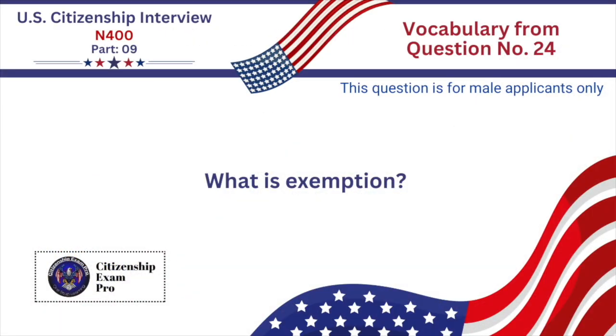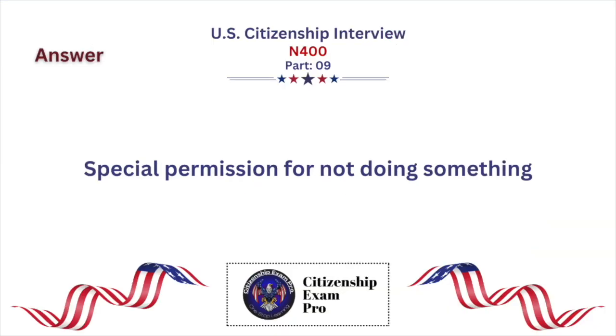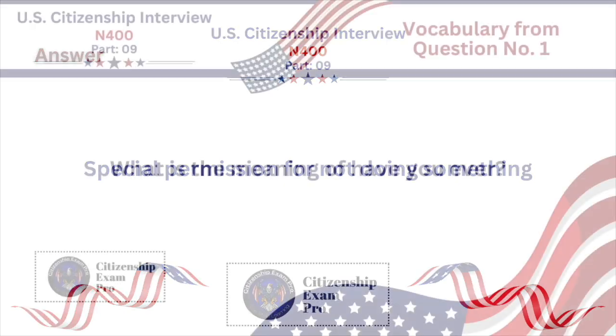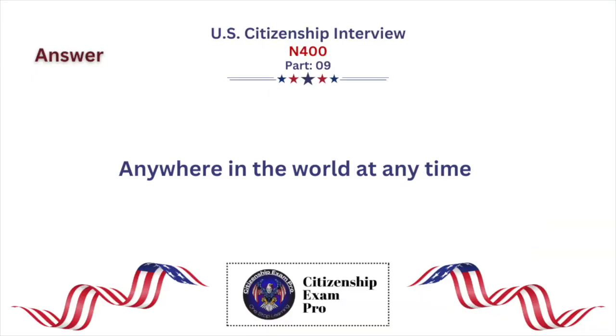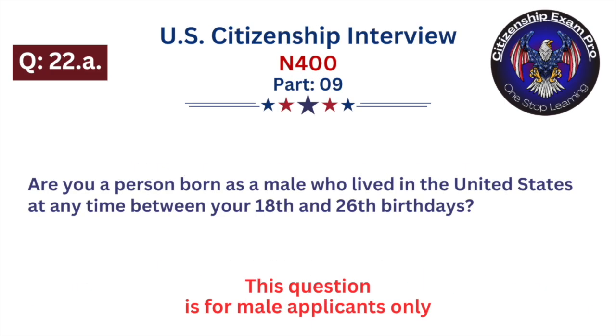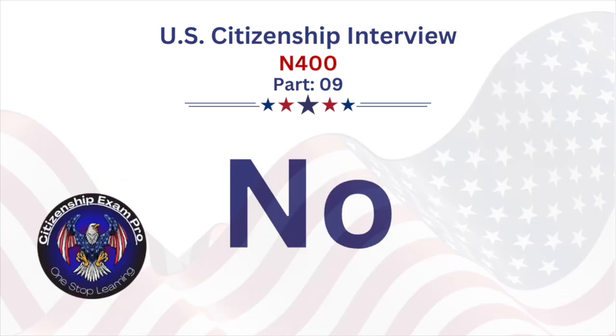What is exemption? Special permission for not doing something. What is the meaning of have you ever? Anywhere in the world, at any time. Are you a person born as a male who lived in the United States at any time between your 18th and 26th birthdays? No.